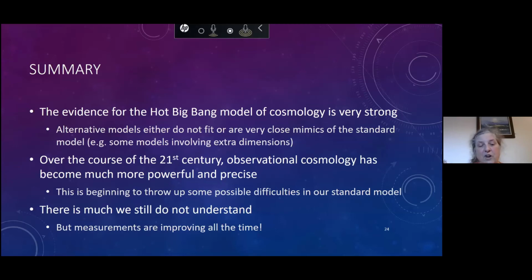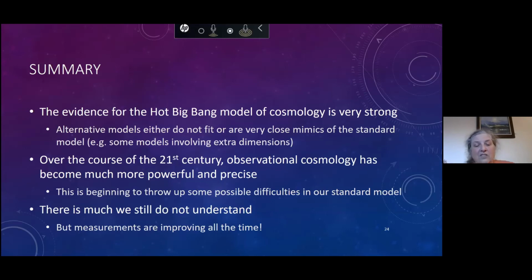I hope I've also convinced you that over the course of the 21st century, the last 20 or 22 years, if you go back to 1998 and the supernova results, observational cosmology has become much more precise, which means it is much more powerful in constraining theories. And that precision is now beginning to throw up some possible difficulties with our standard model. And if you add those possible inconsistencies to the things that I mentioned a couple of slides ago, that we do not understand the nature of dark matter, anything at all about the dark energy, then you can see that cosmology is far from being a done deal.